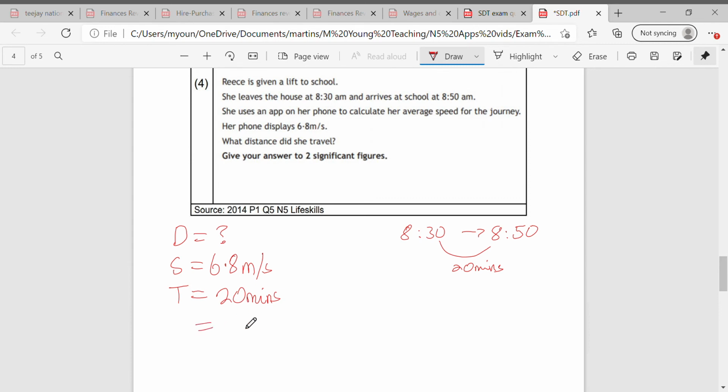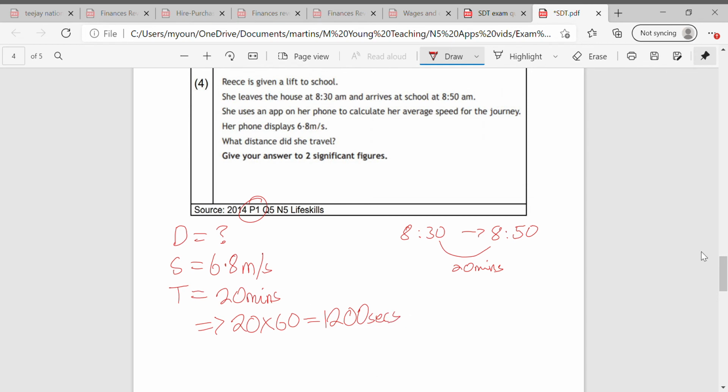So it's going to be 20 times 60, because in 1 minute there's 60 seconds. So 20 times 60. Okay, this is non-calc. Cover up the 2 zeros, do 2 times 6, which is 12, add the zeros back in. Okay, so that's how many seconds it is.